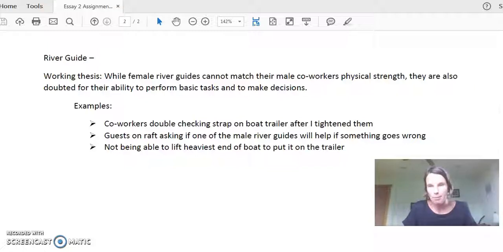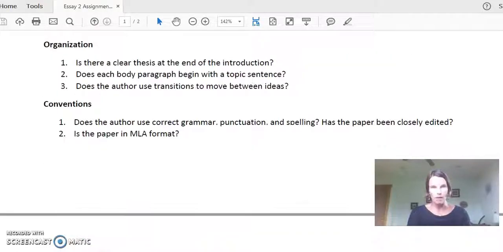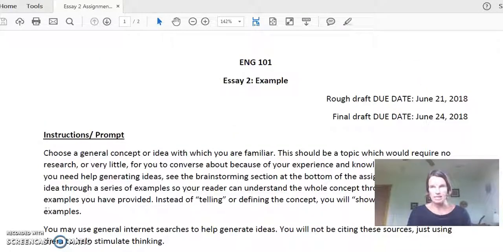So there were times when I could not match the physical strength of my coworkers, and I acknowledge that. But there were other things like strapping the raft down and being able to handle an emergency situation on the river that were also doubted. So those were just some examples I wanted to provide you of this assignment.